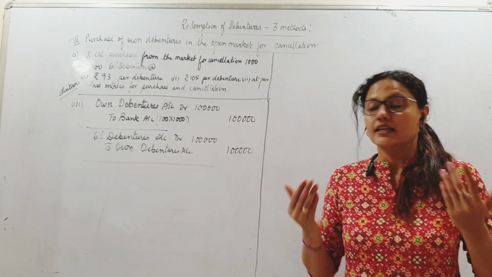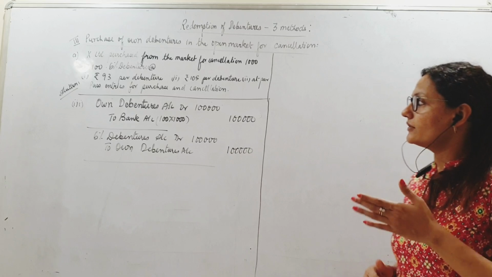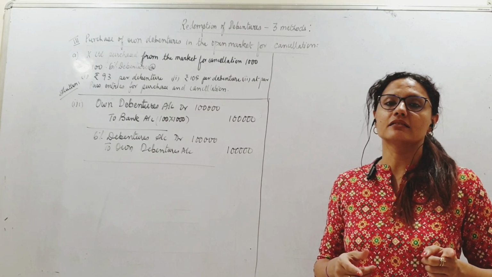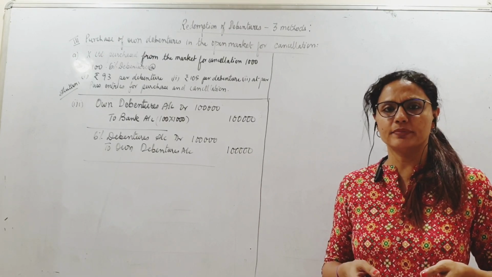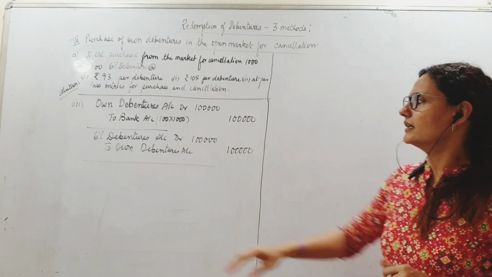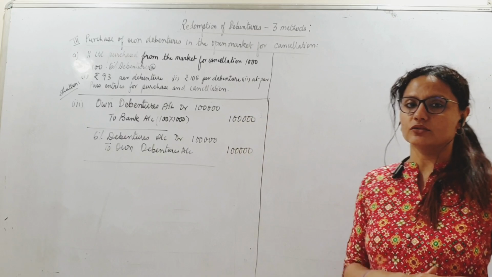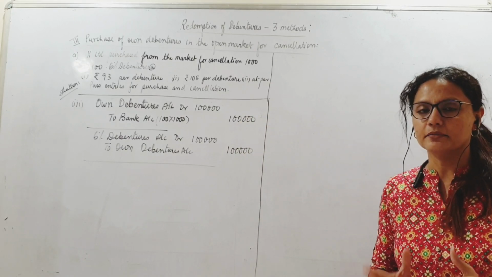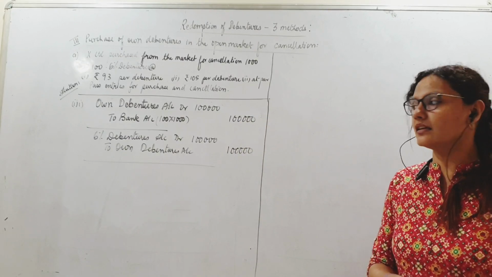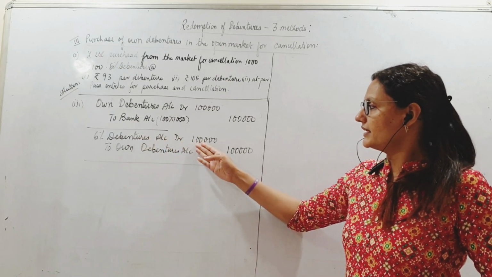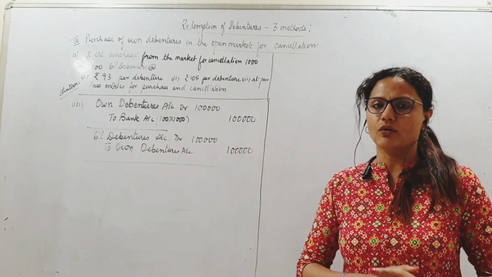Case 3. Case 3 is saying that we have purchased our debentures at par, meaning paid 100 rupees for 1000 debentures, so 1 lakh. So own debentures are worth 1 lakh. I have paid 1 lakh. So own debentures to bank 1 lakh purchased. Now when I cancel, I am setting off a liability of 1 lakh against an asset of 1 lakh.